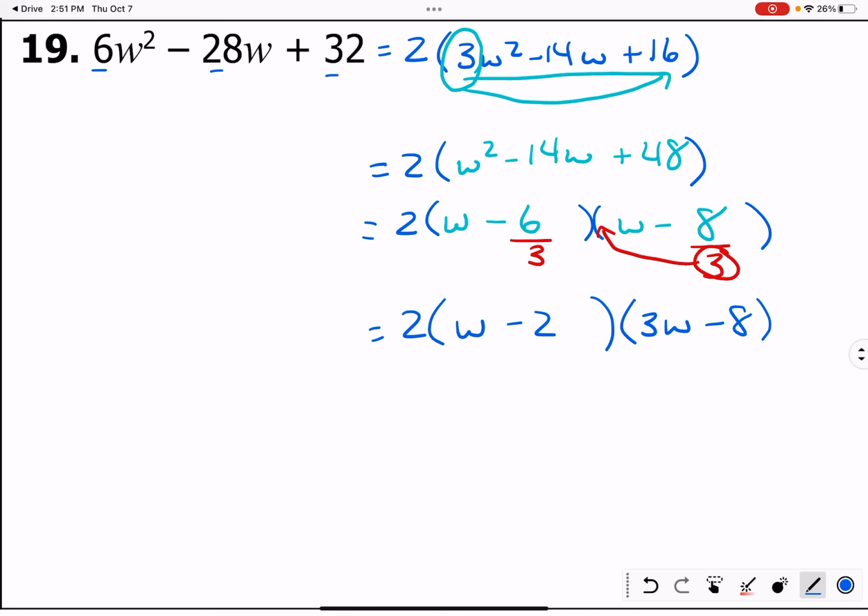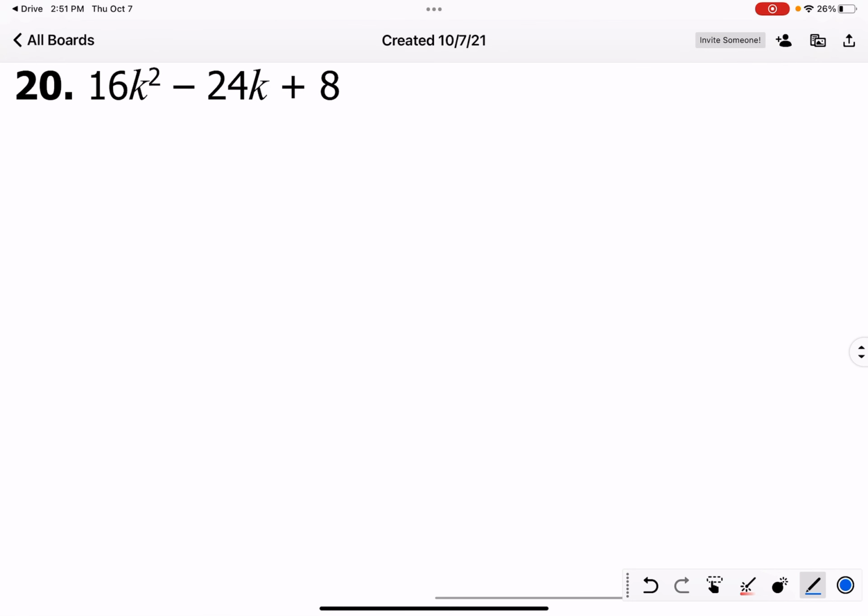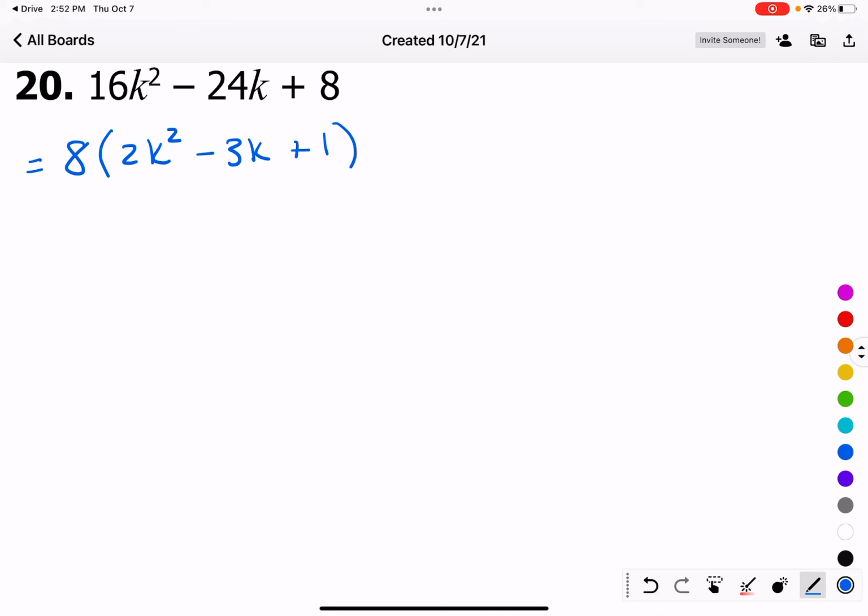All right, let's do one more. So here, between 16, 24, and 8, we have a factor of 8. That's our GCF. Let's take him out first before we analyze this. So if we take out an 8, we'd be left with 2k squared minus 3k plus 1. Okay, and then we'll slip and slide this guy, so we'll bring the 2 down here.